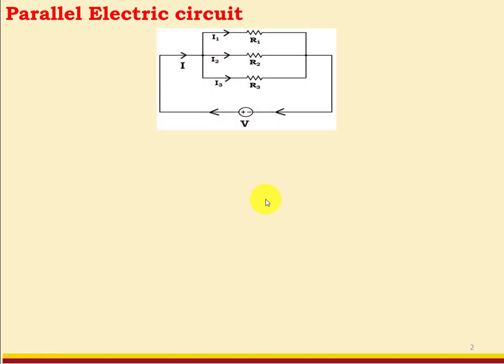Now let us consider a case where three resistors R1, R2, R3 are connected in parallel across a DC voltage source capital V. Why are these three connected in parallel? Because there are two common points between which these three resistors are connected. So this DC voltage source supplies a current of capital I, and conventional current will start flowing from the positive terminal of the battery to the negative terminal of the battery.